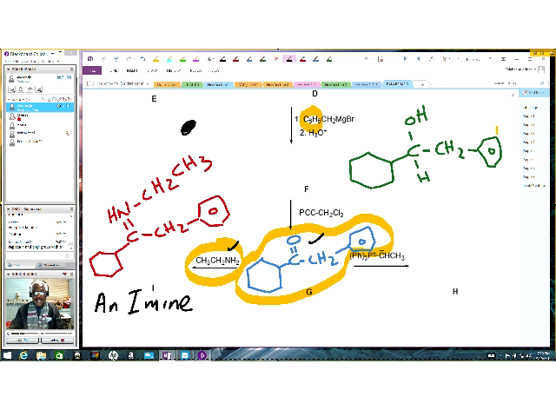Okay, and that is what you get whenever you have the primary amine. This is a primary amine reacting with a ketone. You get an imine, which is a nitrogen carbon double bond. Now let us do the last reaction on this question number 6.